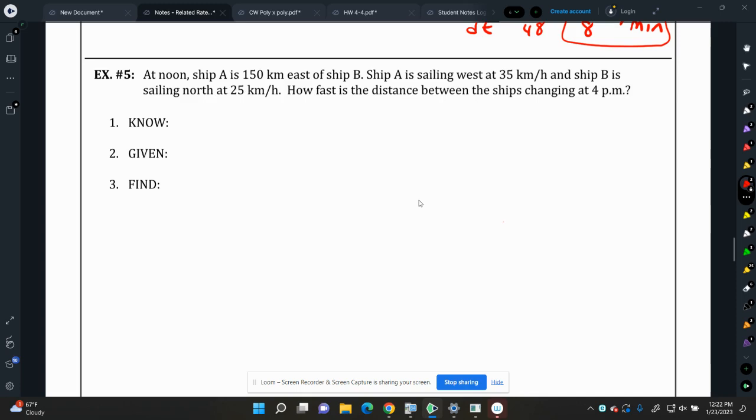Okay, so ship A, right? Ship A is sailing 35 kilometers per hour west, right? Ship B is sailing north, right?